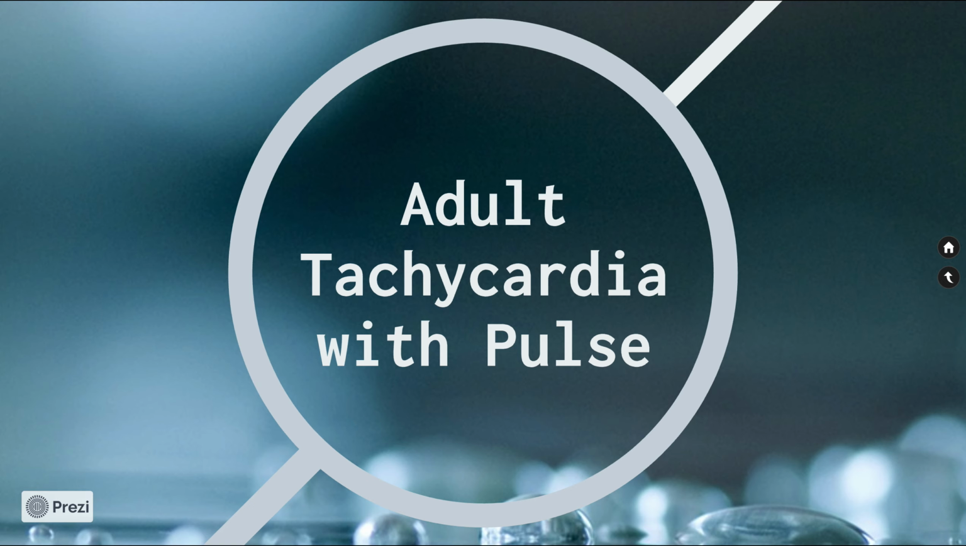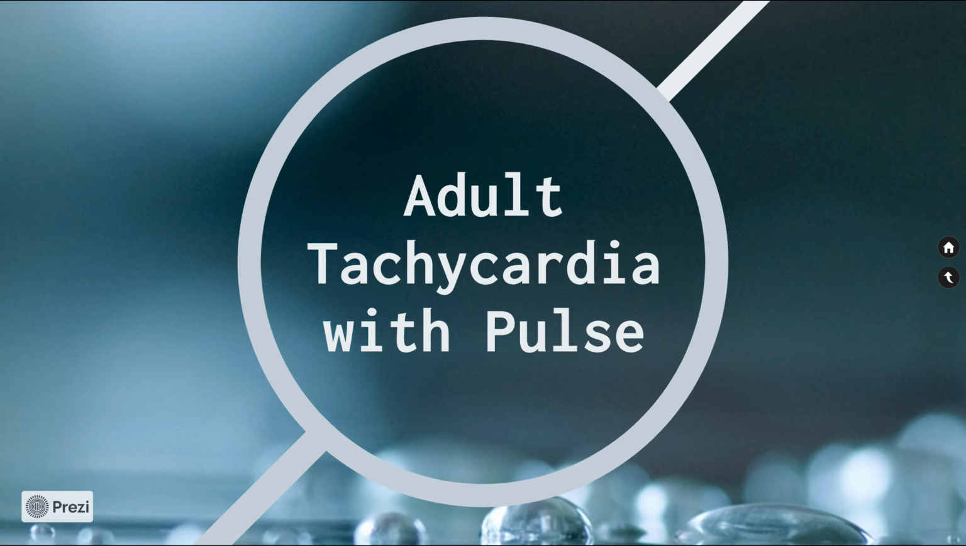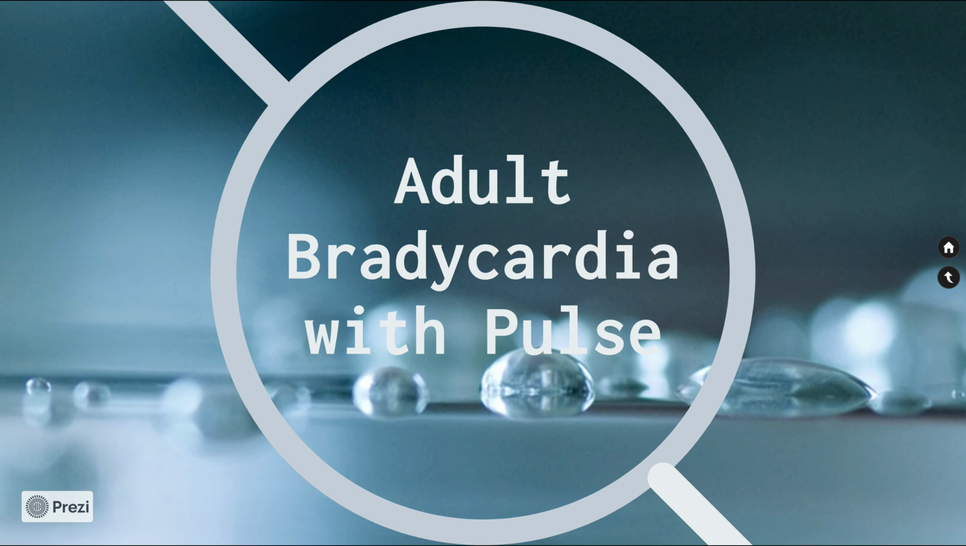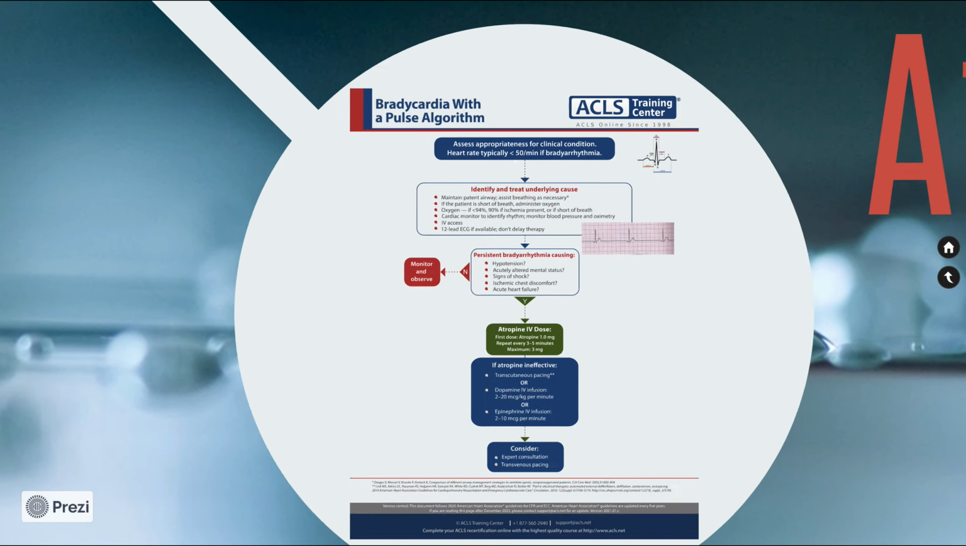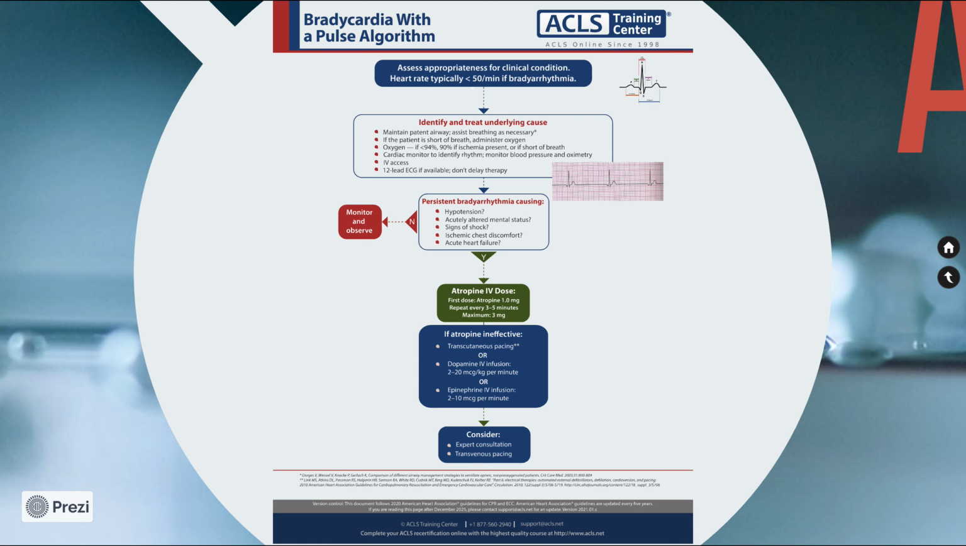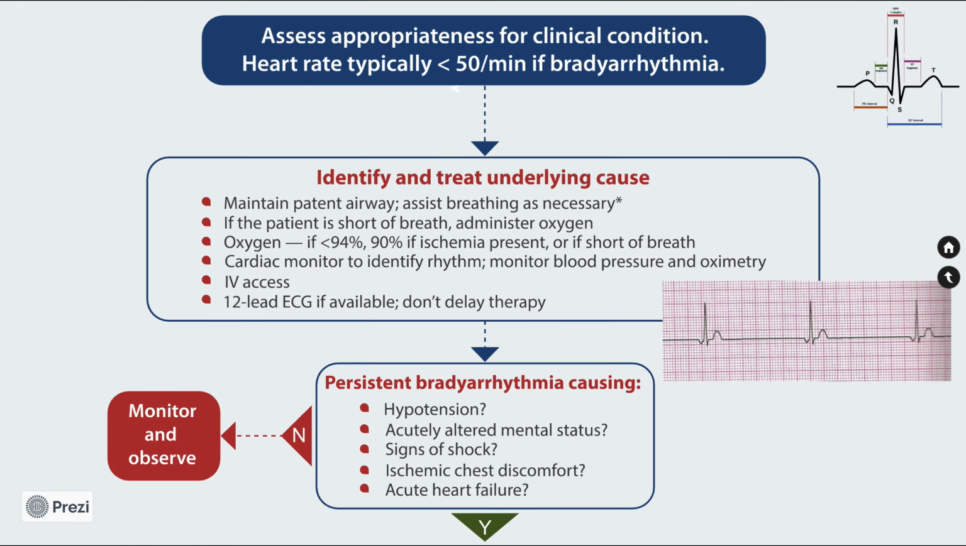And those are the main two molecules that we will be discussing as part of the treatment of adult tachycardia in the emergency setting. Adult tachycardia with a pulse. Now we move on to the next emergency situation, which is adult bradycardia with a pulse. So this is the algorithm for managing a patient with bradycardia with a pulse. Note the ECG strip on the right midsection. That is a typical ECG of a person with a slow heart rate, typically less than 50 beats per minute.